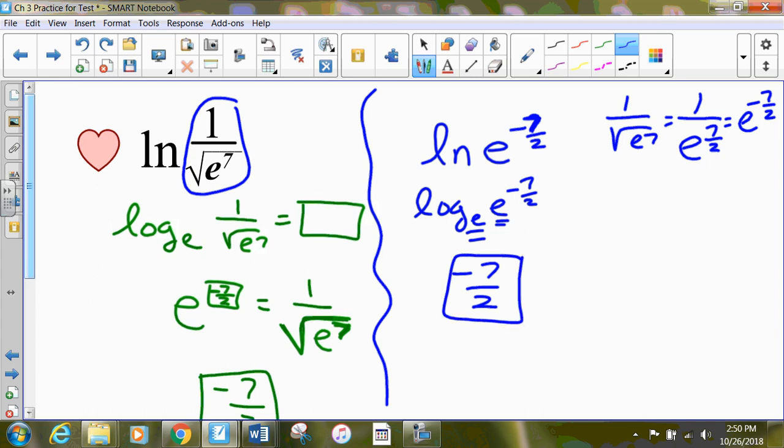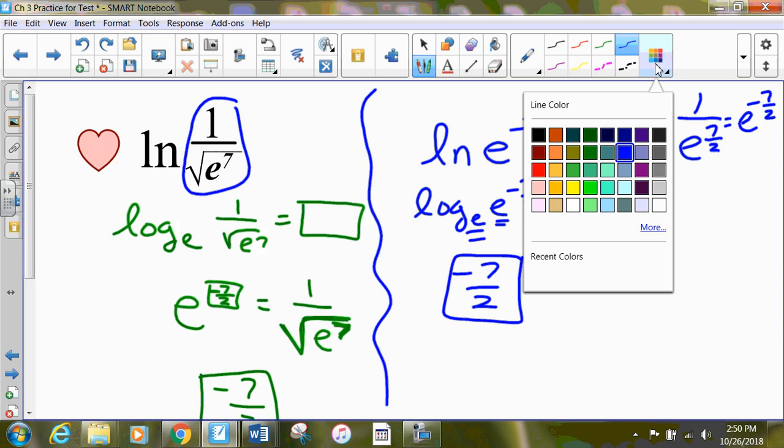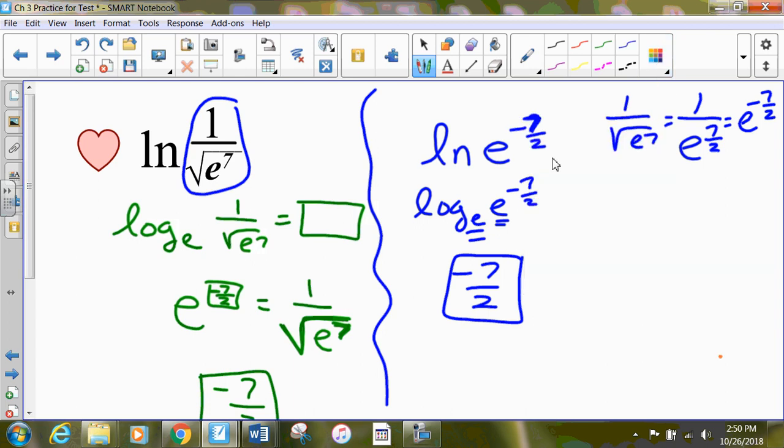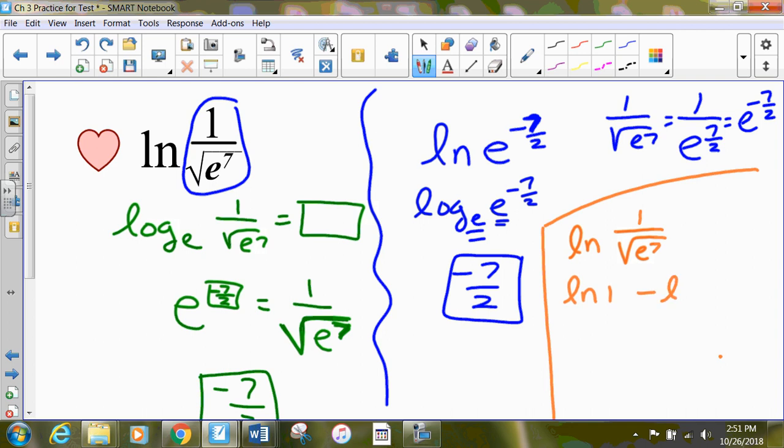All right, and a third way. Let's use a pretty color. Let's go orange since we're getting close to Halloween. So my third way is a way that Catherine, 8th block, did it, and I thought it was very ingenious. She decided to use what she knows about expanding logs. And so she said, well, if I've got natural log of 1 over root e to the 7th, I could rewrite that and expand it as natural log of 1 minus natural log of root e to the 7th.